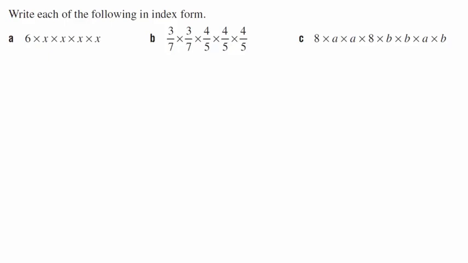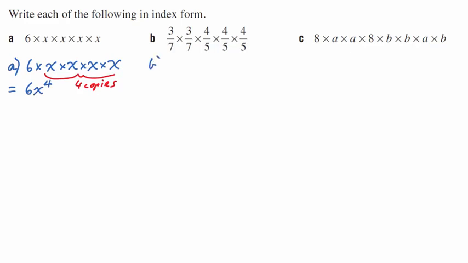In this example, we're going to be writing in index form. We've been asked to write each of the following in index form. So firstly, 6 times x times x times x times x. Now, because we've got one copy of 6 and 4 copies of the pronumeral x, we can simply write this as 6x to the power of 4.